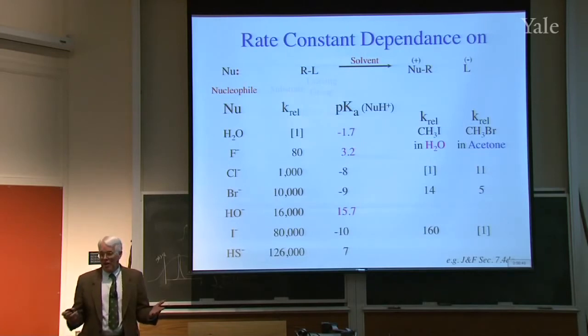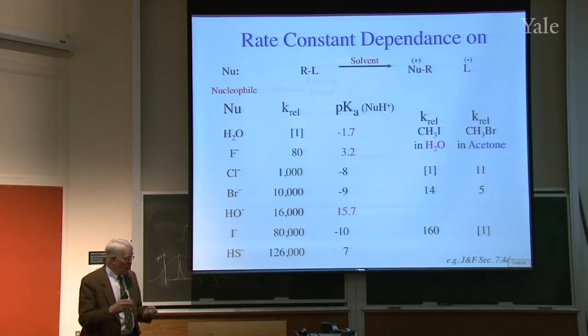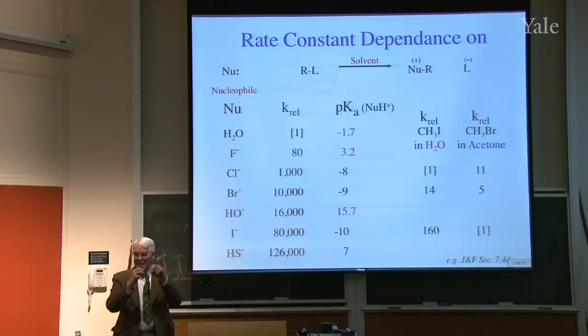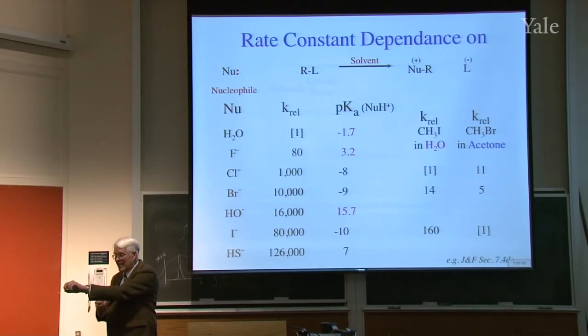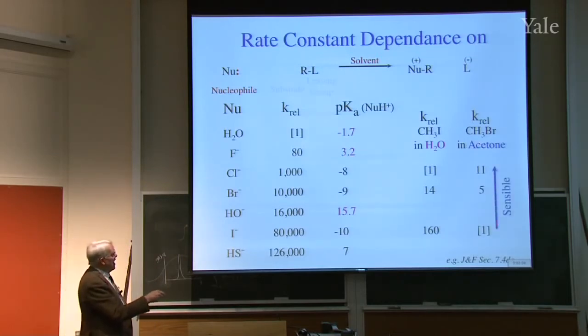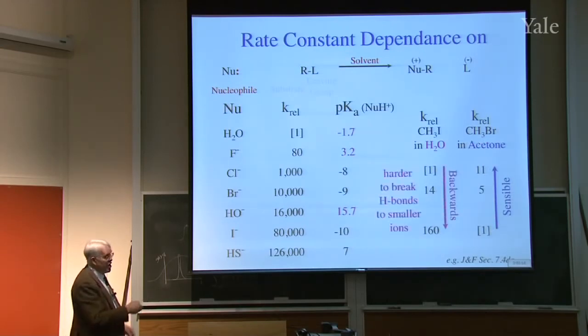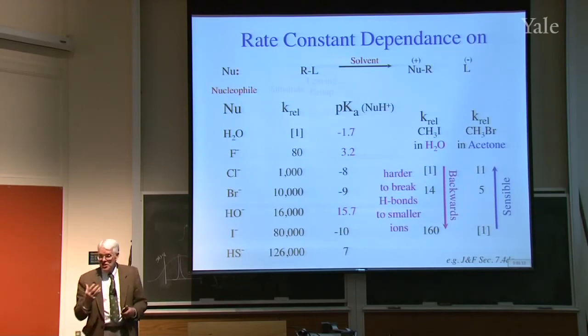What's special about water? Why are things backwards in water? What's different about water and acetone? Water forms hydrogen bonds. And when you form a hydrogen bond to an anion, right, you deactivate it. You have to break the hydrogen bond in order for it to attack something else, right? So you can see that this is sensible in acetone, but is backwards in water because it's harder to break hydrogen bonds to the smaller ions, right?